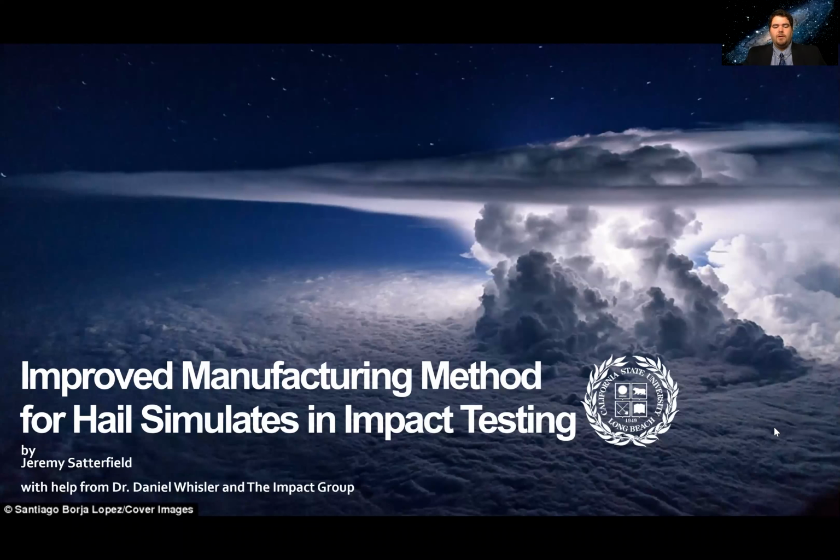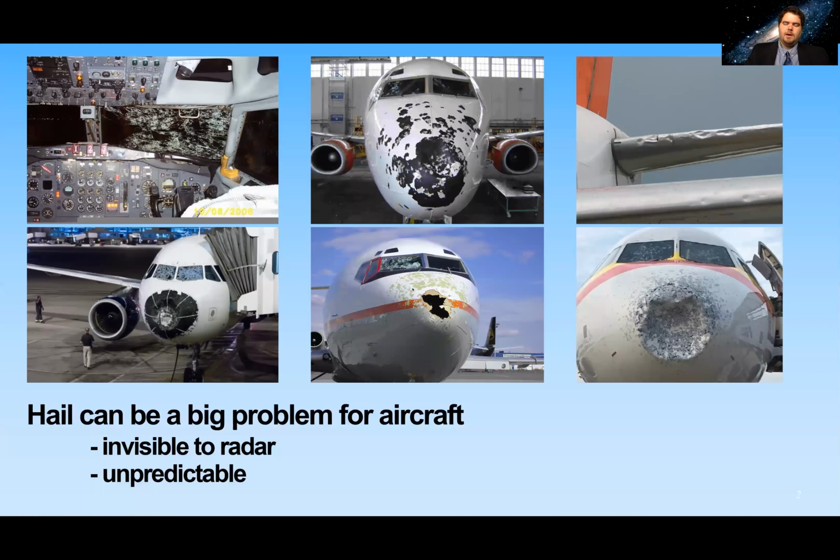So today I'm going to be talking to you about improved manufacturing methods for hail simulates and impact testing. Now, hail can be a problem for us on the ground, causing property damage to homes and cars, but it can be a much bigger problem if you're traveling in high velocity at 30,000 feet in a metal pressurized tube. So as you can see, it can be a much bigger problem for aircraft, and it's something that needs to be taken into account in the design phase.